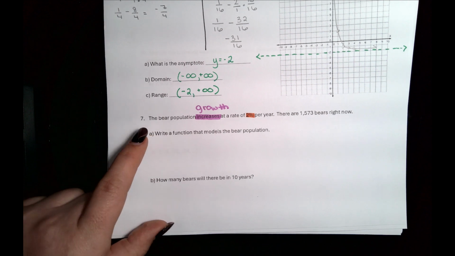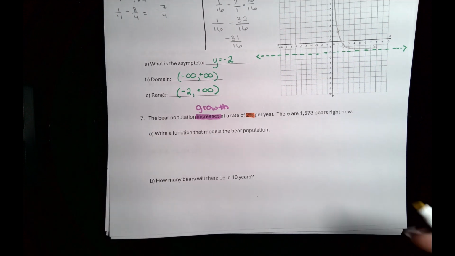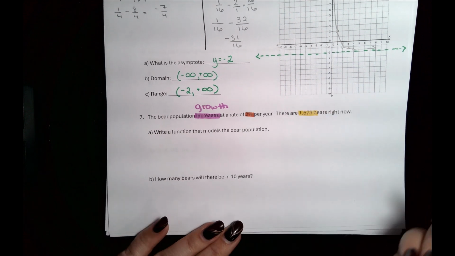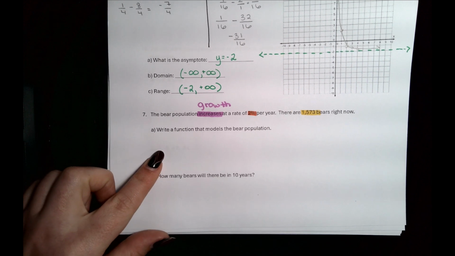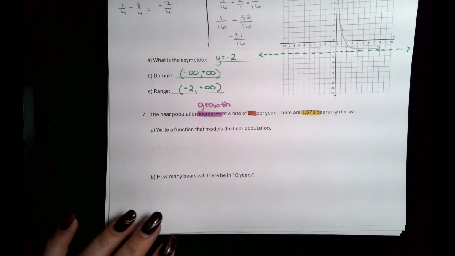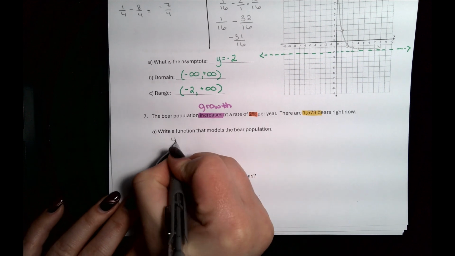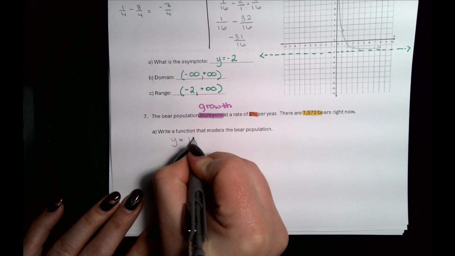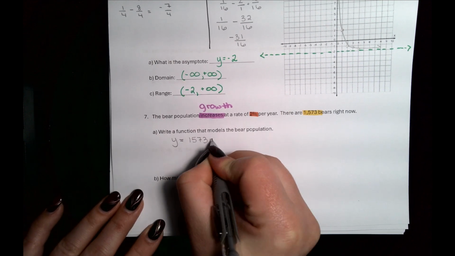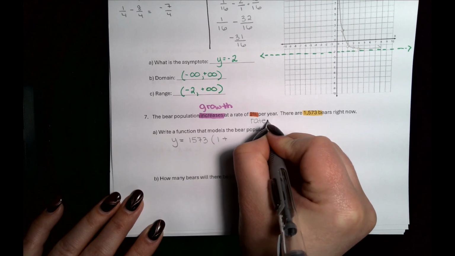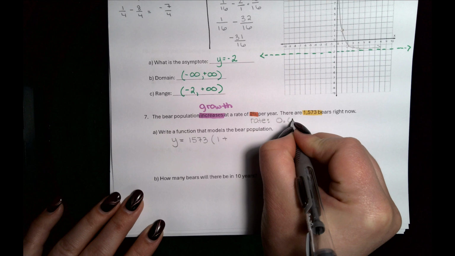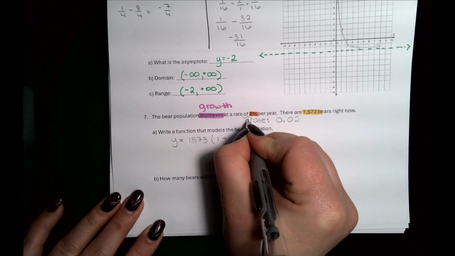There are about 1,573 bears. Write a function that models the bear population. So we are going to write out a growth equation with 1,573 bears, 1 plus our rate. We need to convert that rate into a decimal. So remember, 2 jumps to the left.